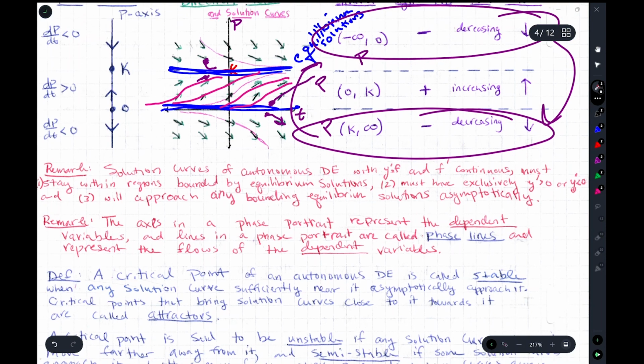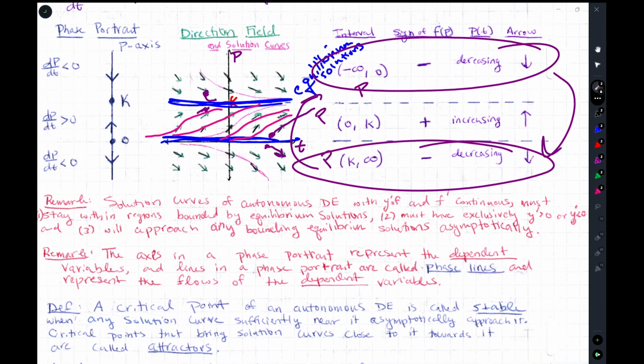Sometimes you'll get situations where, if this pointed up, which it doesn't, and this points up, well, you have one of the phase lines going towards the equilibrium solution, another one moving away. It would be called semi-stable. But these two are moving away, and so it's called unstable.